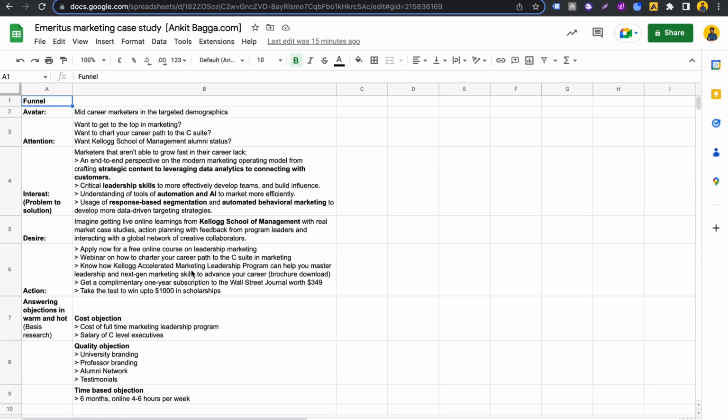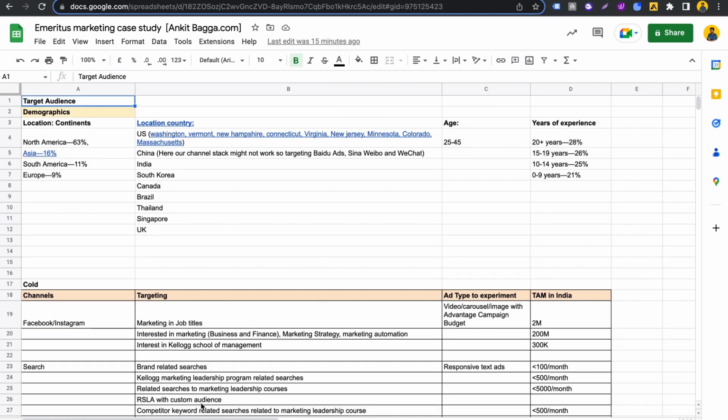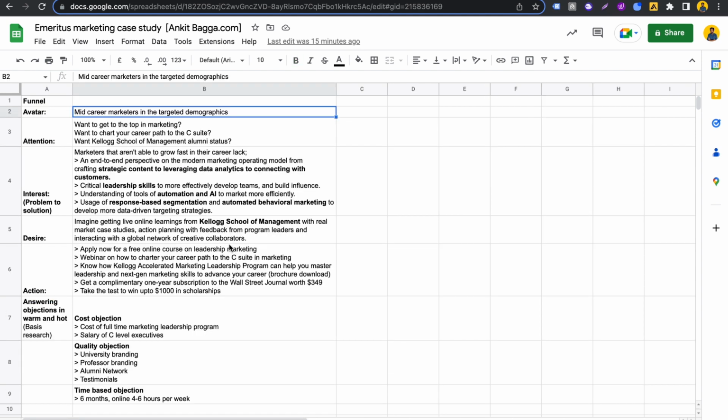In terms of the broader advertisement strategy, the avatar that I'm using is mid-career marketers in the targeted demographics. The demographics are mentioned here. I'll take you through that in the later half. But right now, the model that I've used for the ad strategy is called AIDA. I think you might have already heard of it. It's attention, interest, desire, and action.